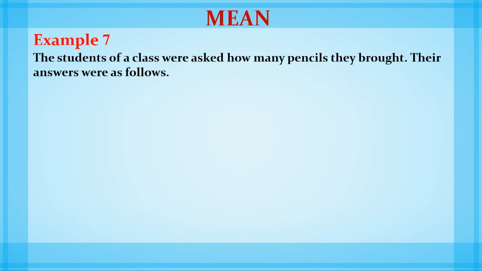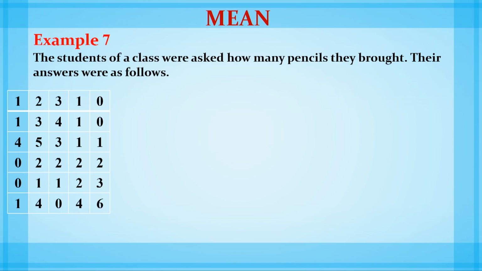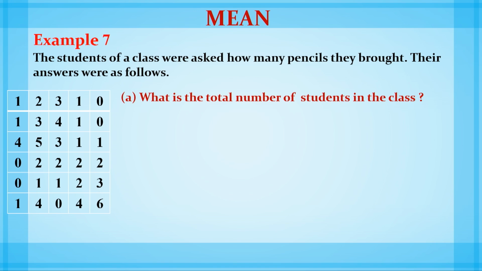The students of a class were asked how many pencils they brought. Their answers were as follows. Part A. What is the total number of students in the class? Now, to obtain the total number of students in the class, you just have to count the total number of data. Hence, the total number of students is 30.